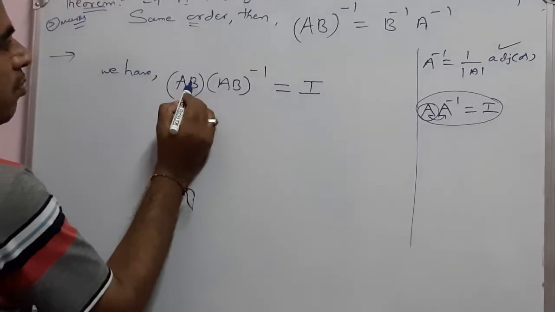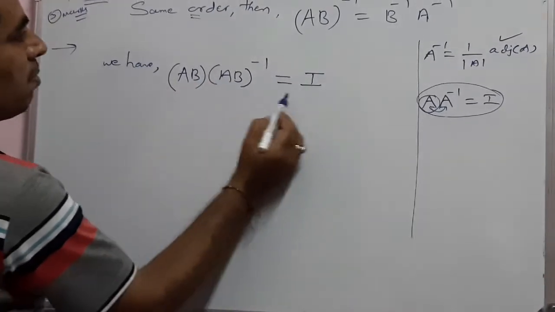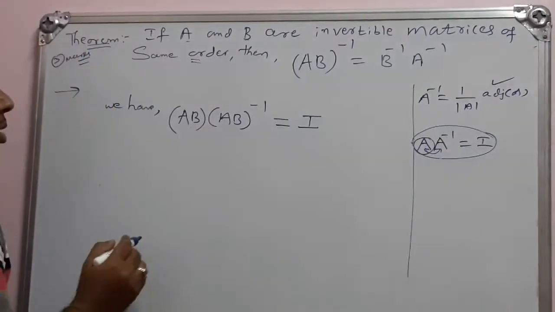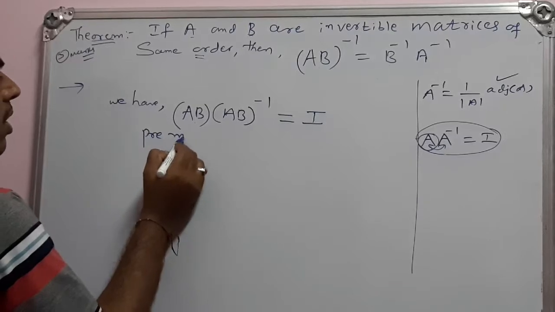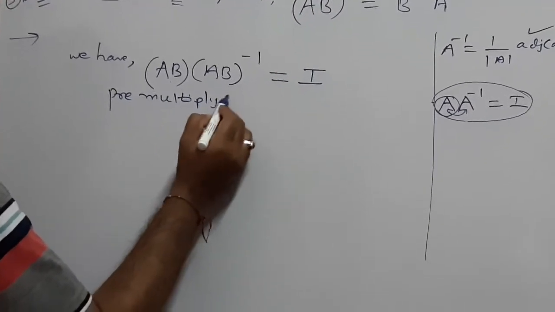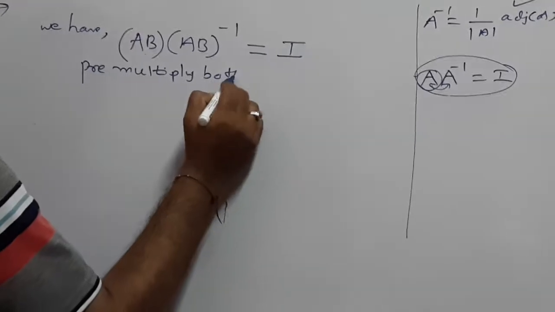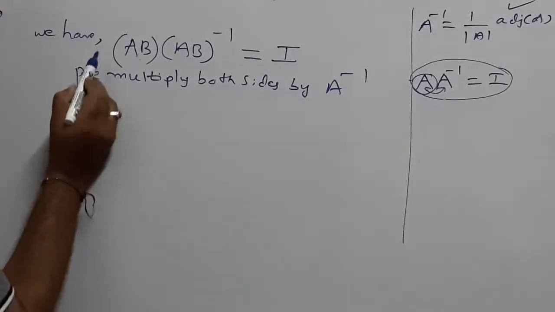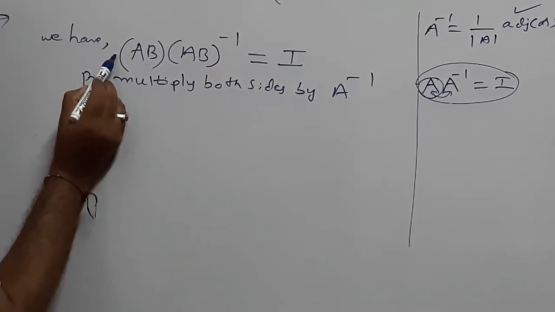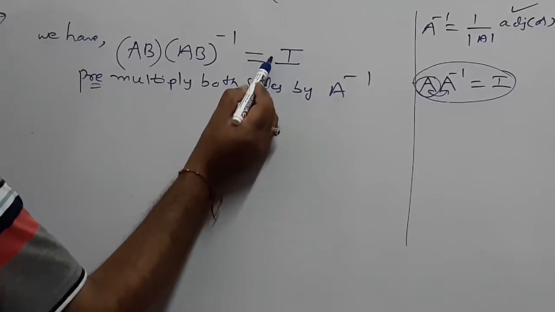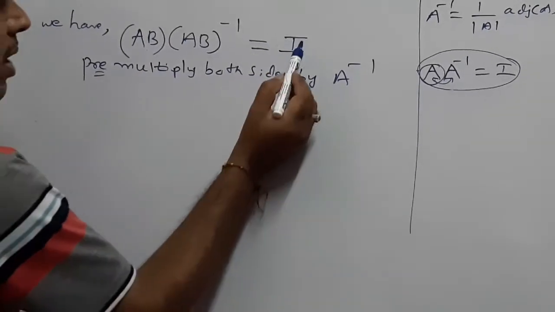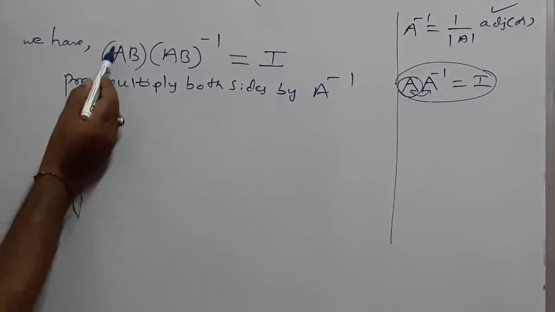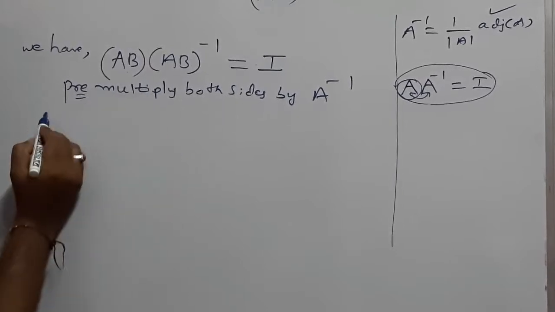Then I will group the matrices here. AB into (AB) inverse is equal to I, because of this property. Then I will pre-multiply both sides by A inverse. Pre-multiply means I will multiply both the left hand side and the right hand side, writing A inverse before AB and before I. That is pre-multiplication.